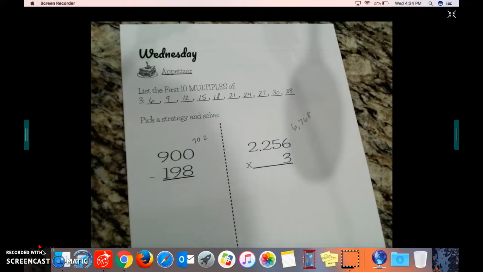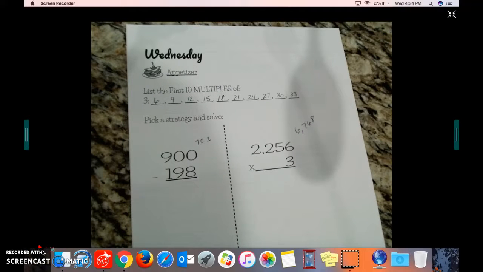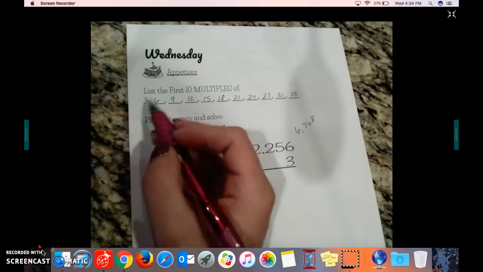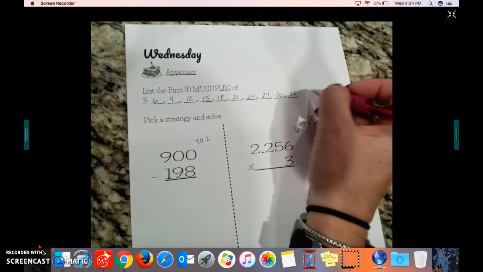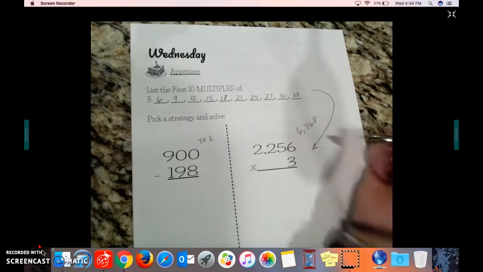All right, your last lesson over two-dimensional shapes. You will have a quiz tomorrow over this information. Be sure you go over the appetizer, checking your work. So first, make sure that you have the correct multiples. You will be using the multiples of 3 to help you with multiplication down below.